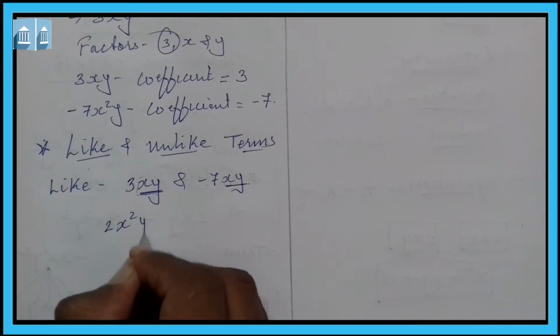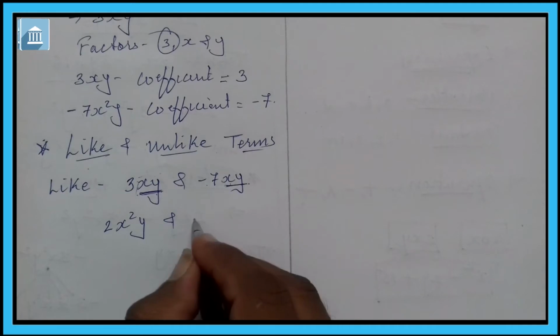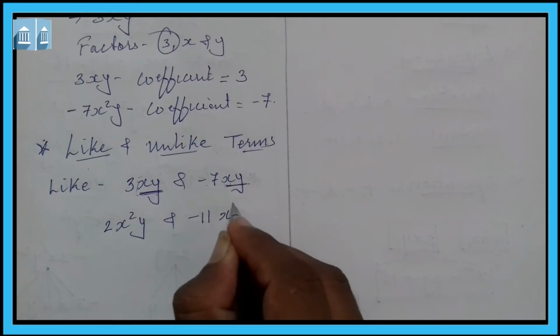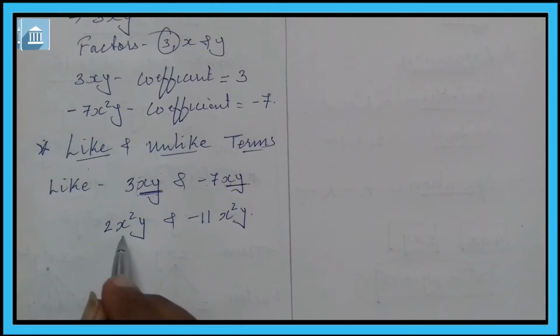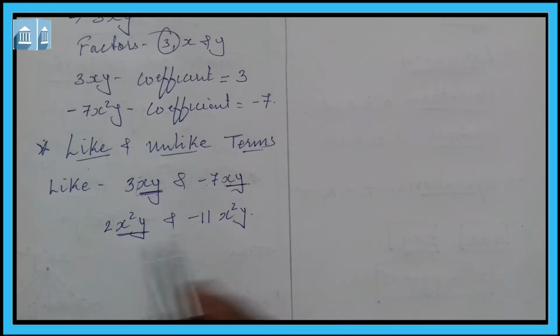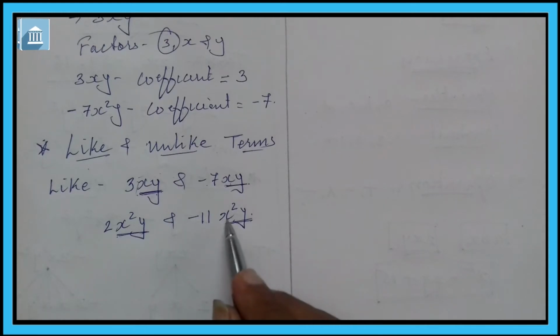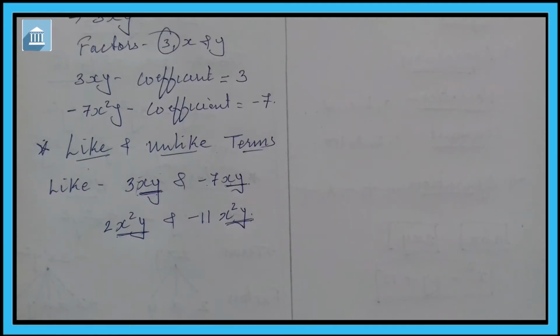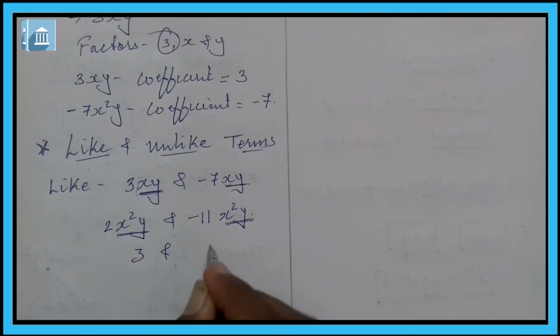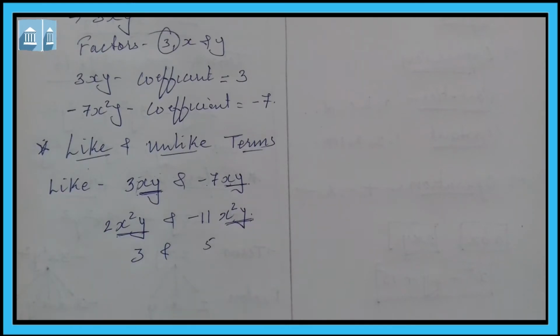Let us have a second one, 2x square y and minus 11x square y. Here the variables are x square and y, and here also the variables are x square and y. So these both are again like terms. Constants are always like each other. So minus 2 and 11 are also like terms, and so are 3 and 5, as they both don't have any variables.